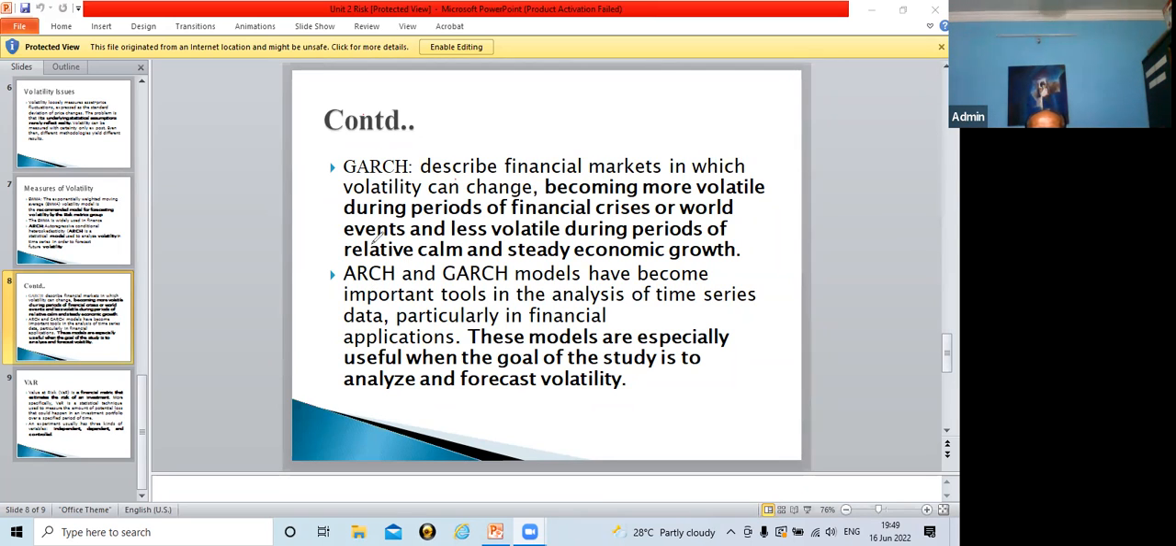Now, ARCH and GARCH models have become important tools in the analysis of time series data, particularly in financial applications. These models are especially useful when the goal of the study is to analyze and forecast volatility.